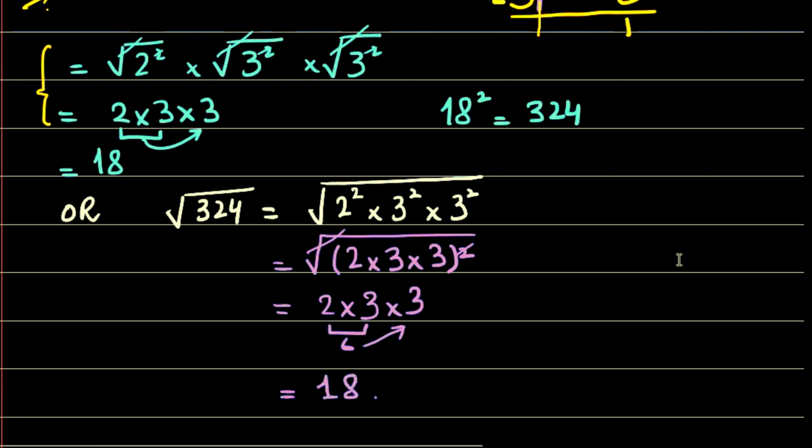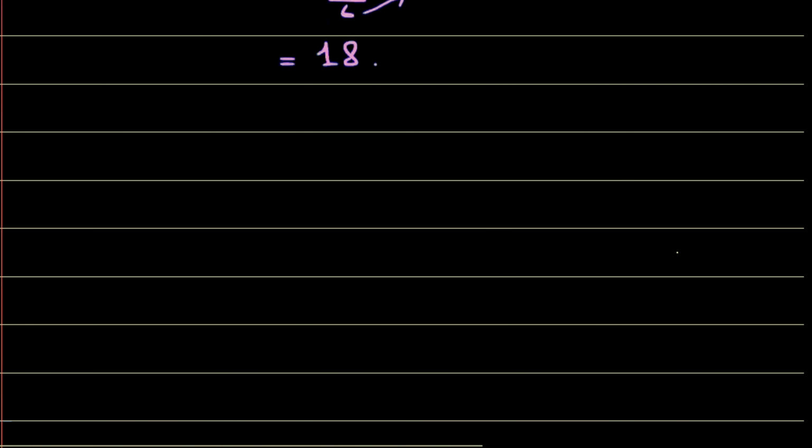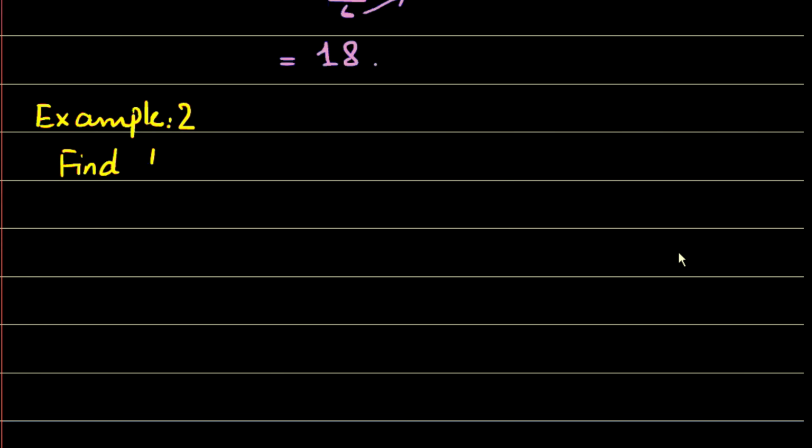Is that okay? Let's take one more example. Example 2. Now we have to find the square root of 784 by using prime factorization.